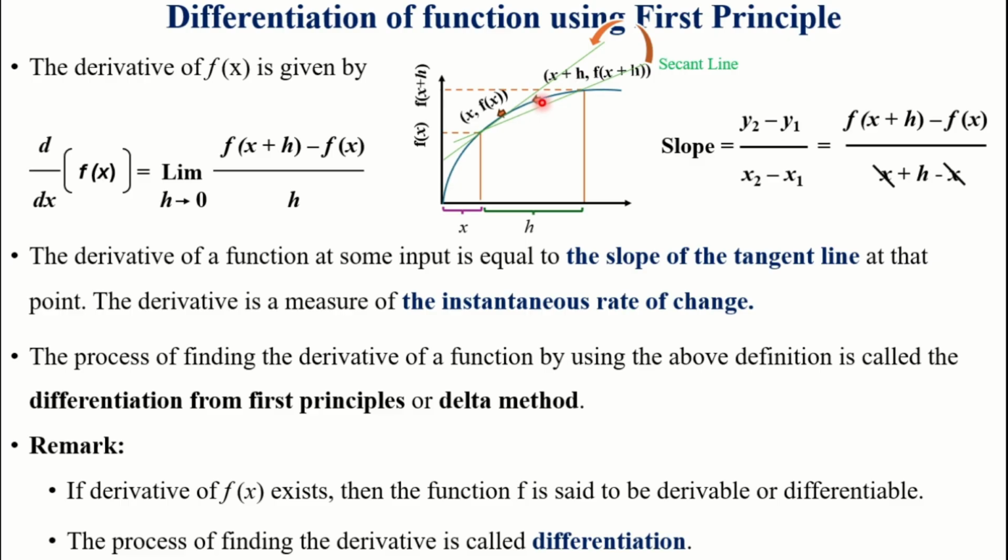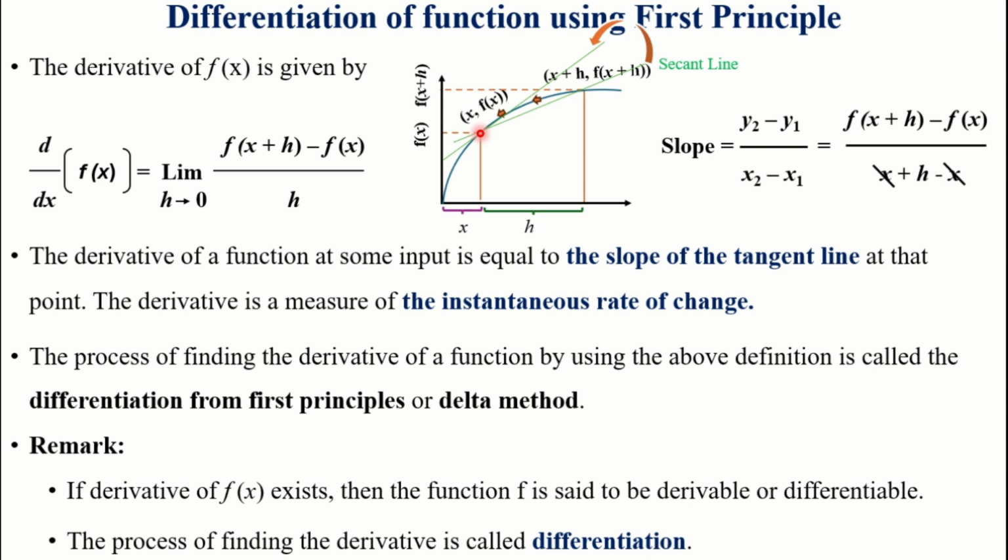You can see the arrow shown here. Means we reduce the distance of this h. Then the second line becomes the tangent line. The second line becomes the tangent line. Then we find out the slope of the curve at a specific point.